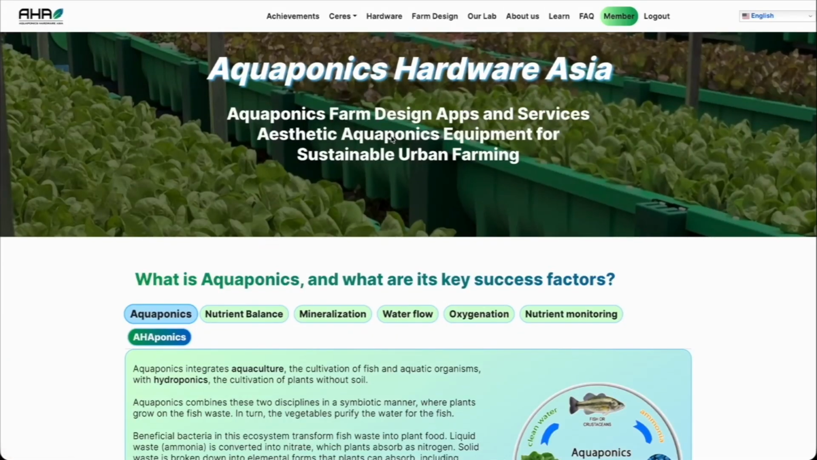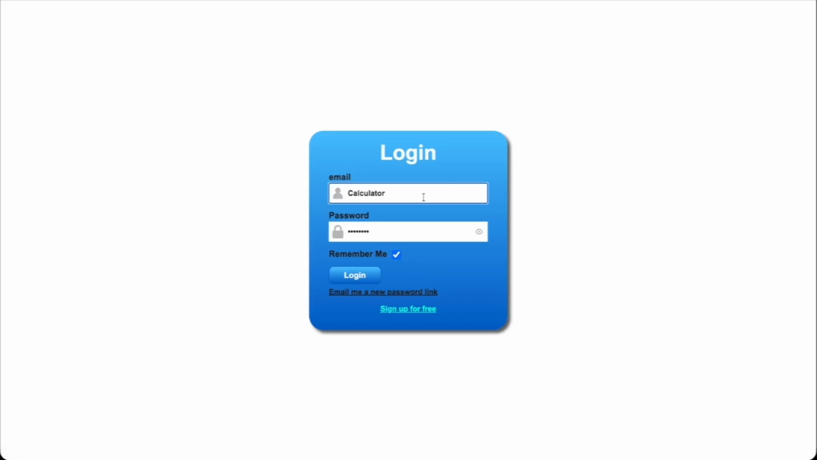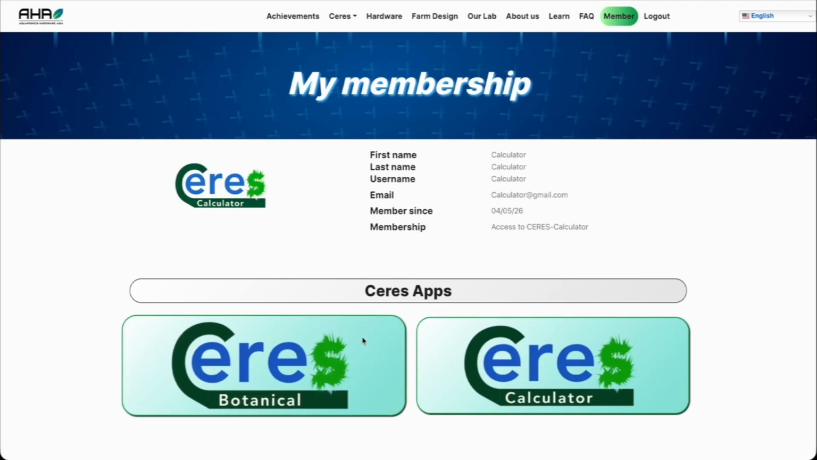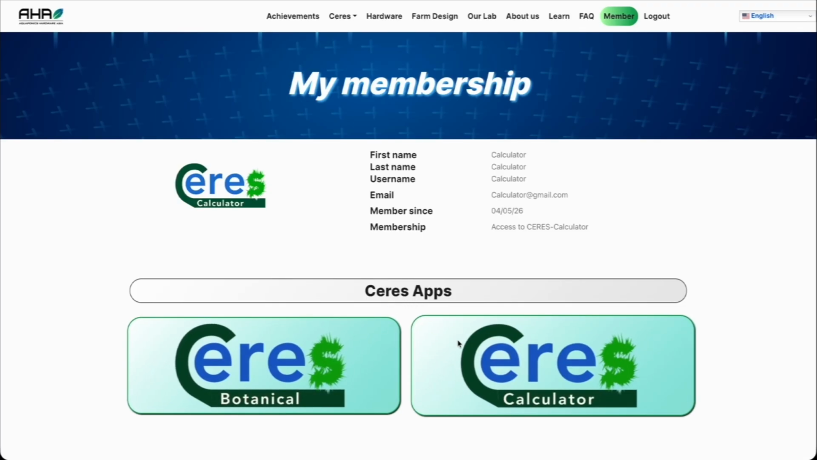Let's see how Ceres Calculator can help us design this aquaponics system. First, log in to your AHAS account. Your Ceres Calculator membership grants access to the Ceres Calculator and Ceres Botanical apps. Let's explore the Ceres Calculator app.